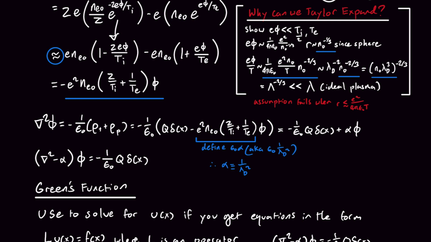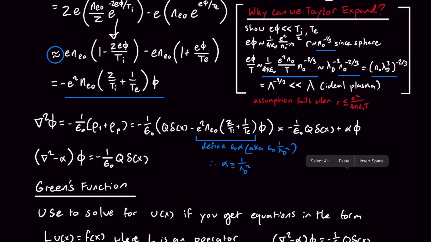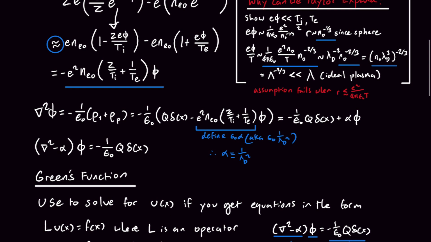And then just another quote unquote fun fact: this assumption fails when R is less than or around E squared over 4 pi E T. You can simply find this by setting this thing equal to 1. All right, so now that we can Taylor expand this over here, we get this really nice answer for the plasma density, or the plasma charge density.